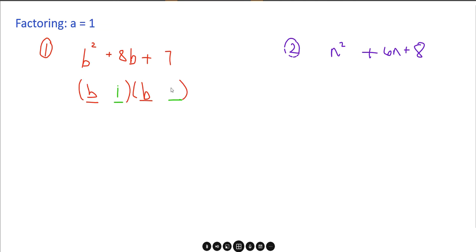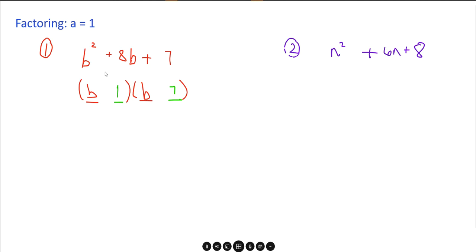It doesn't really matter if you put the 1 first and the 7 second, or if you switch them around, because remember that multiplication is commutative. And because these 2 first terms are both b, not like 2b and 1b, then it really doesn't matter. We're going to have a b and a 1 and a b and a 7. Okay, now we have to decide on the signs.